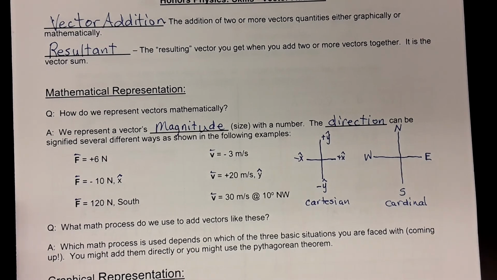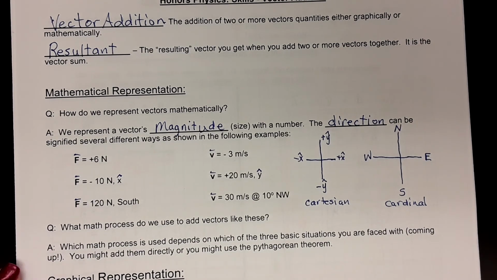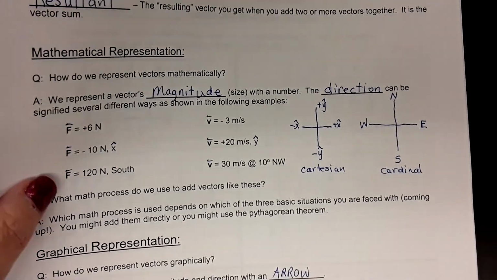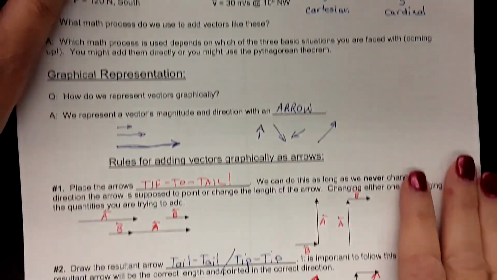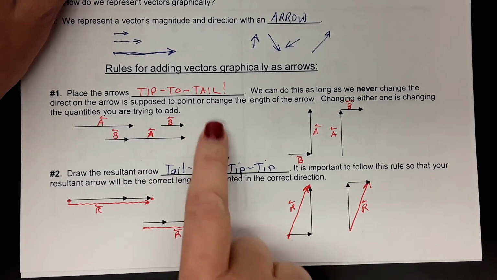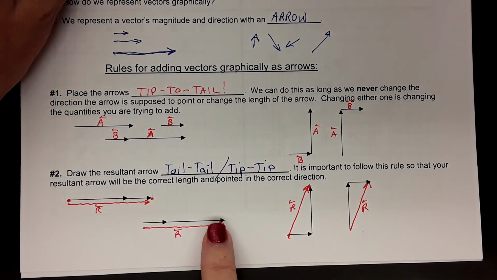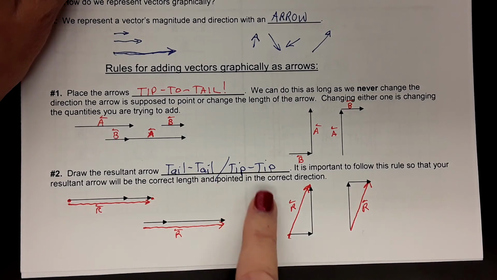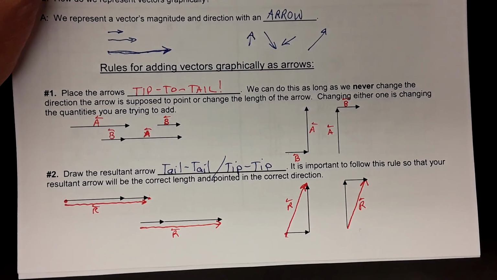Hello everybody. So we're going to continue with our vector addition skills today. We've already looked at how to represent vectors mathematically, how to represent them graphically. We've even learned how to add vector arrows graphically. We always draw them tip to tail. The resultant always goes tail to tail, tip to tip between the free ends.